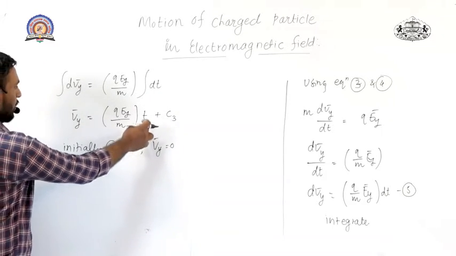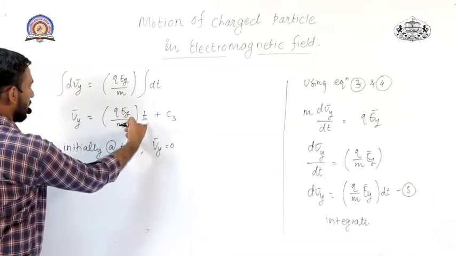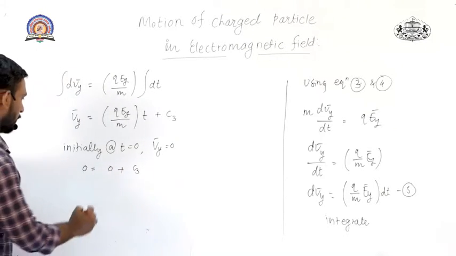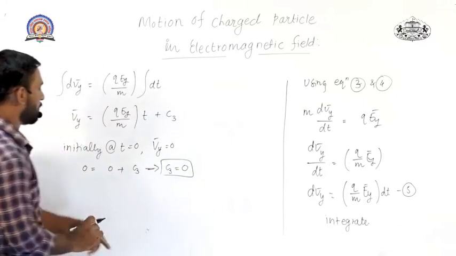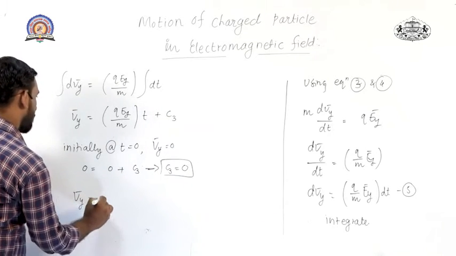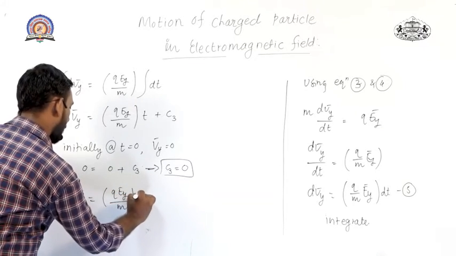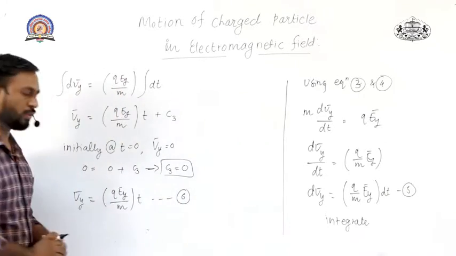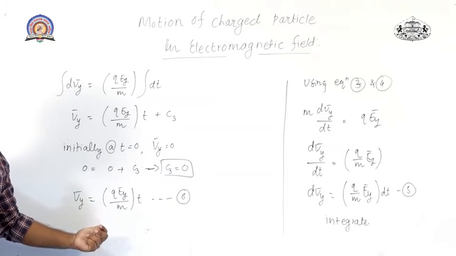So substitute those values in this equation. If we put t is equal to 0 in this equation, the term goes away, and we get c3. So c3 comes out to be 0. If you substitute the c3 value in this equation, we will get the velocity along the y direction is equal to q E_y upon m into t. This is equation number 6. This is the velocity of the charged particle at any time t along the vertical direction.